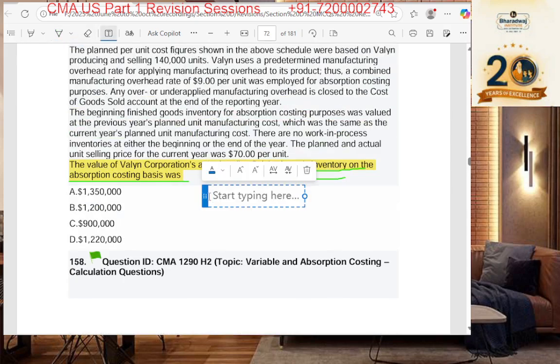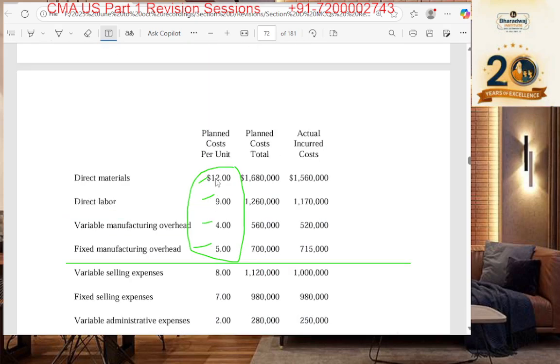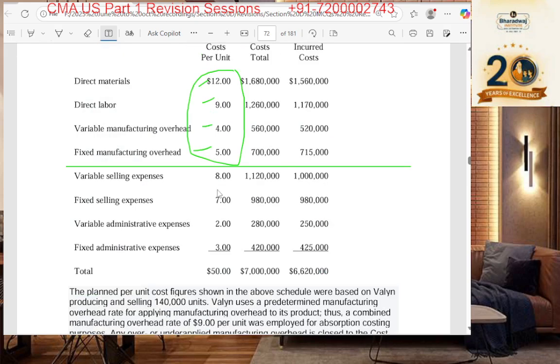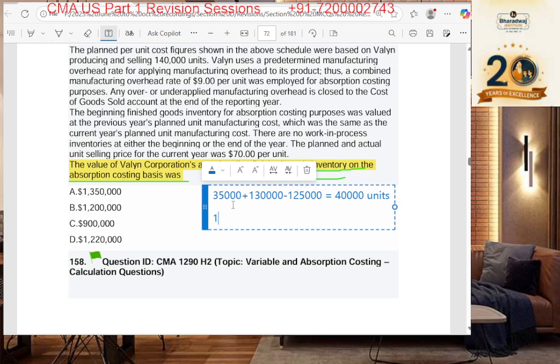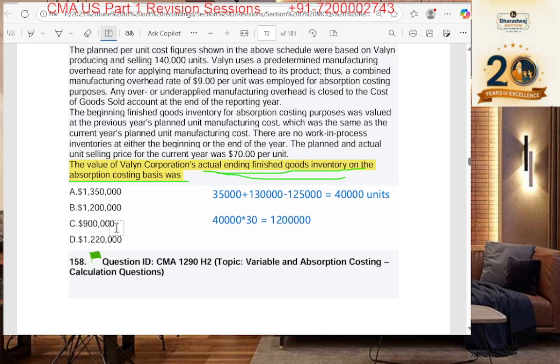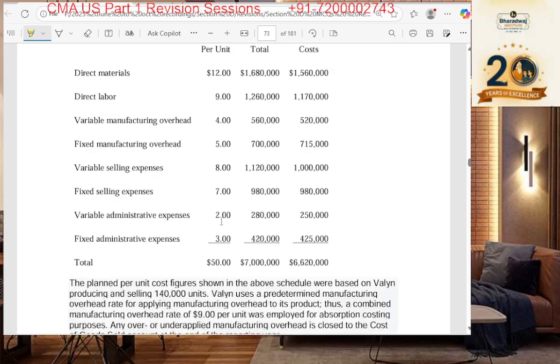Ending inventory is opening stock plus production minus sold out. Sold out how much? 1 lakh 25. So we have got ending inventory of 40,000 units. Value will be: we'll include only this 12 plus 9 plus 4 plus 5. How much? 40 into 30, okay, 1.2 million. 12 lakhs. Then same data.